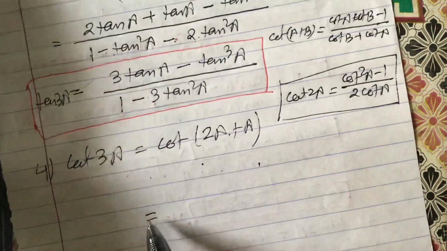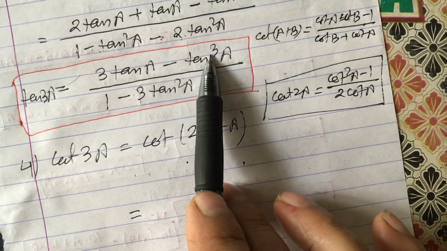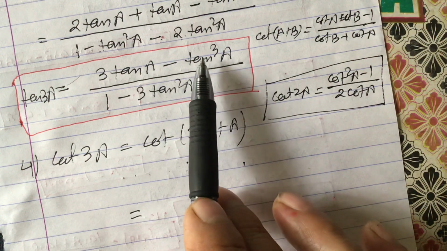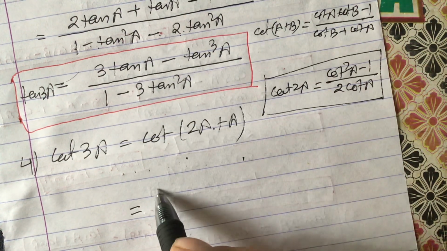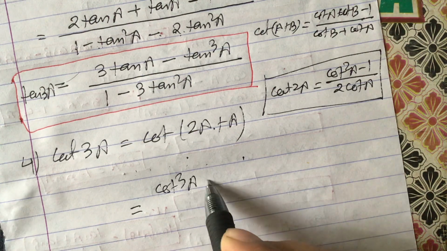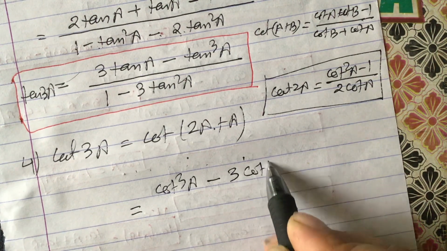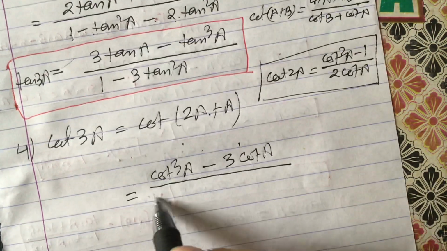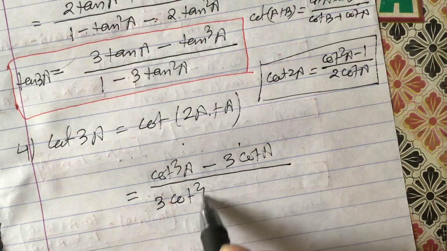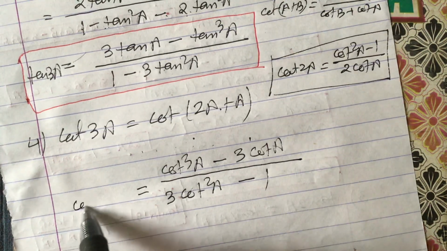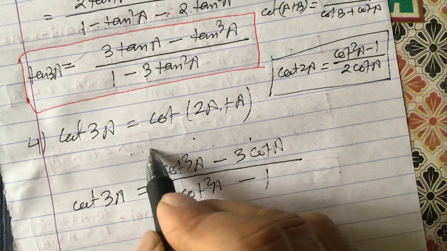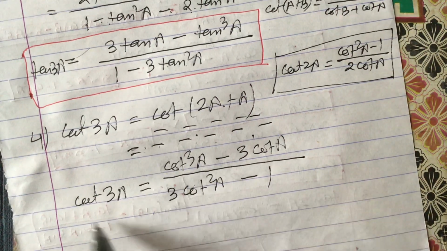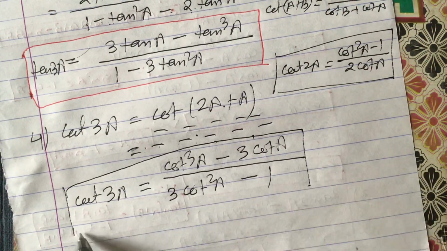See, just the opposite way. This tan cube A will come in the front side, 3 tan A in the back side. So replace tan by cot, you will get like this. Cot cube A minus 3 cot A divided by, now this will come in the front side, 1 will come in the back side. So you will get here 3 cot square A minus 1. This is the formula for cot 3A, okay? This part you have to do yourself, I will give it as homework. So this is the formula of cot 3A.